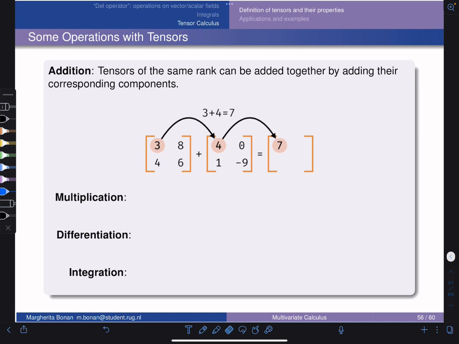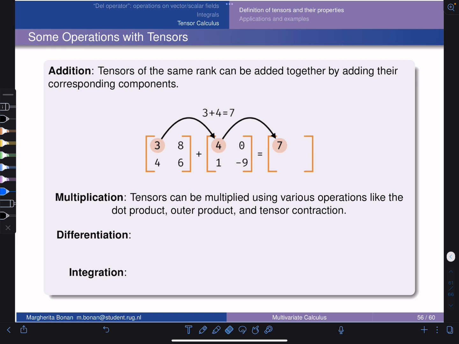First we define addition. So tensors that have the same rank can be added together, and to have the sum of them, we just add every component in a similar way to which we perform addition on matrices. Then we have multiplication. Tensors can be multiplied using various operations like dot product, outer product, and tensor contraction.